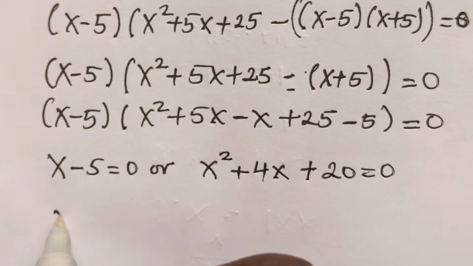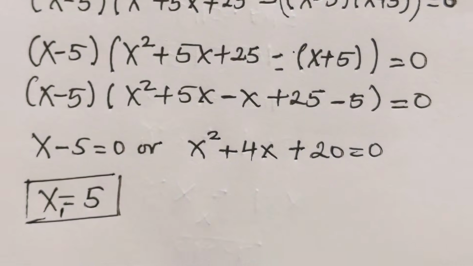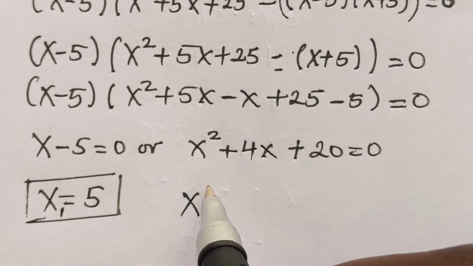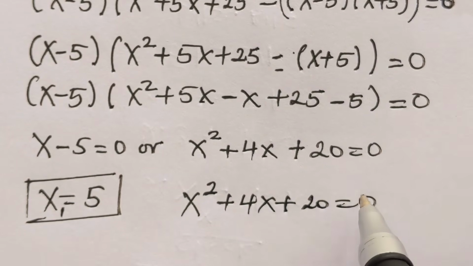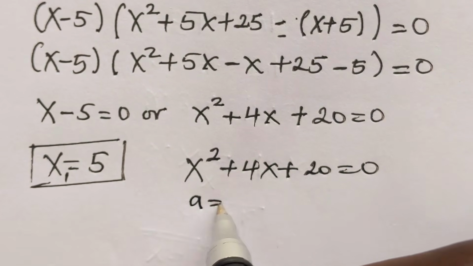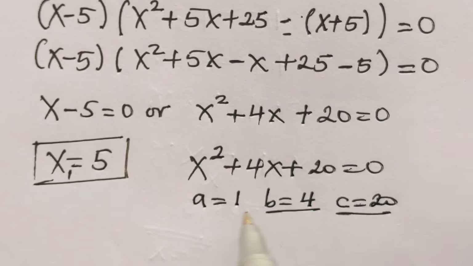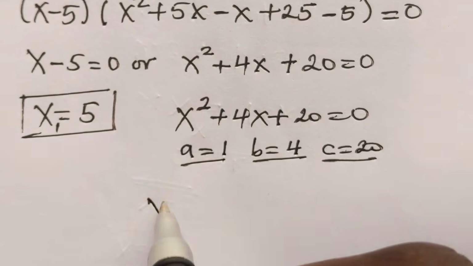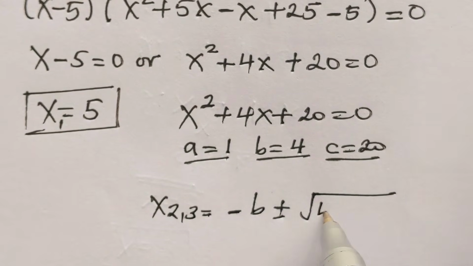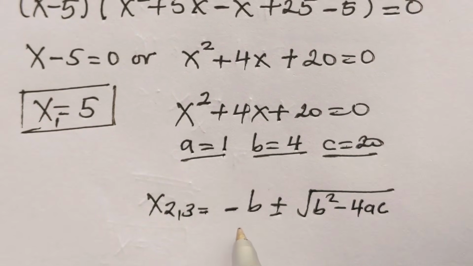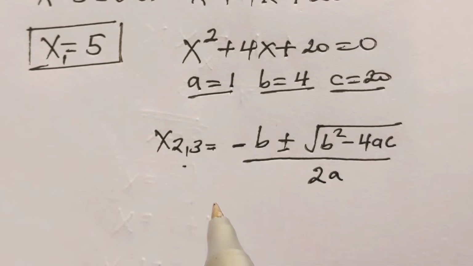So at this stage we have x equals to 5, and this is x1, and we have the quadratic equation of x squared plus 4x plus 20 equals to 0, and we are supposed to find a equals to 1, b equals to 4, and c equals to 20, right? So x2 and x3 will be negative b plus or minus square root of b squared minus 4ac, over 2a, and this is what we have right here.